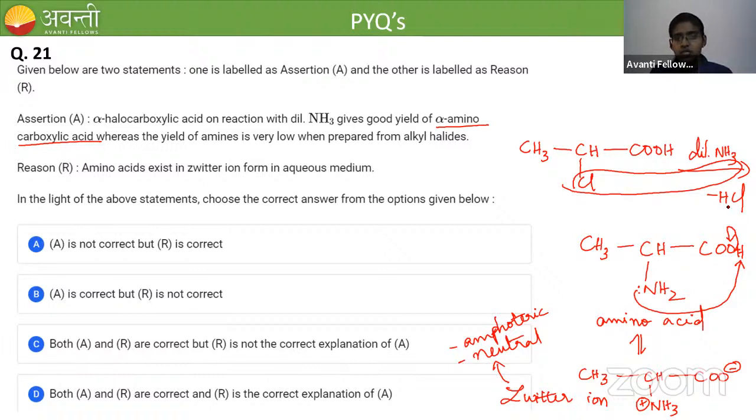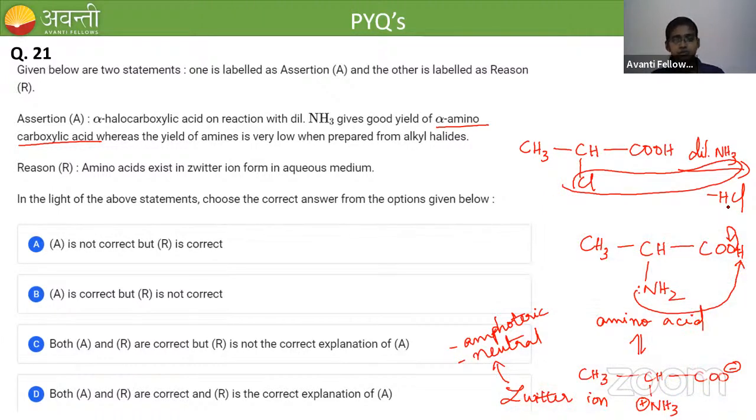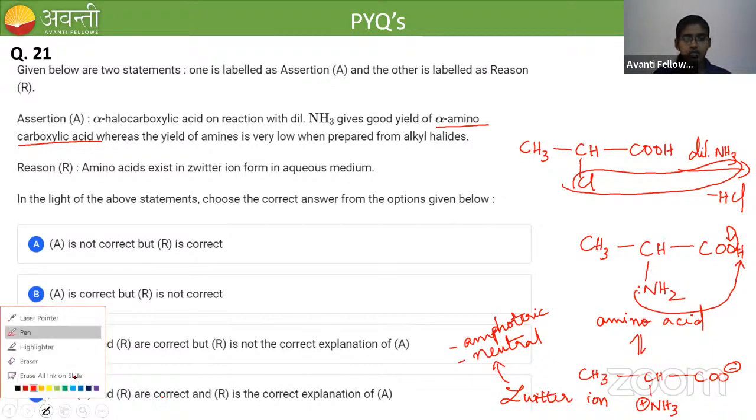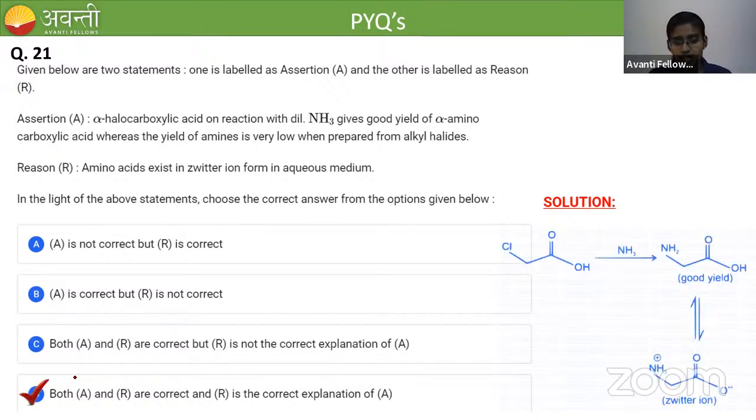So when you prepare amines from alkyl halide, the yield will be very low. But if you prepare an amine from this particular alpha halo carboxylic acid, the yield is very high. So both A and R are correct, and R is the correct explanation of A. This is the solution given to you, the thing which I have already discussed. Option D is the correct answer for this question.